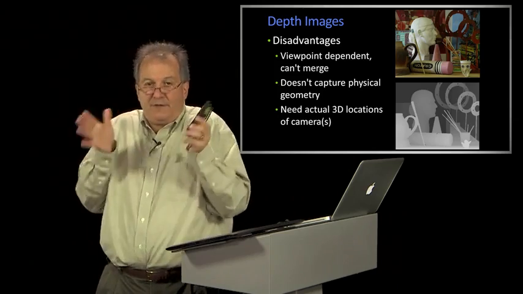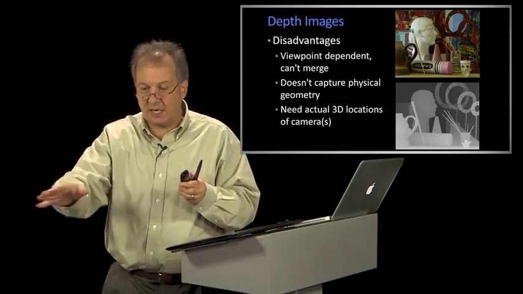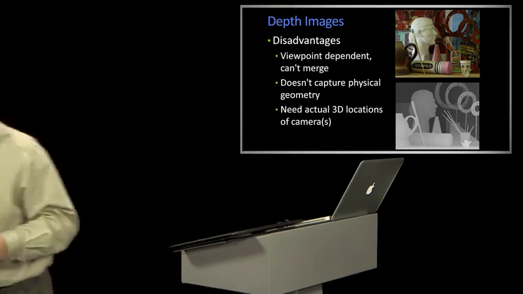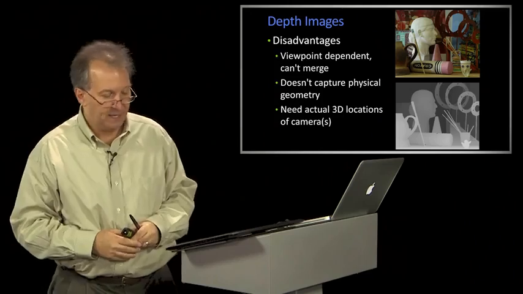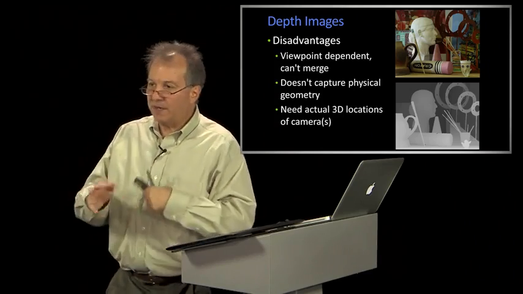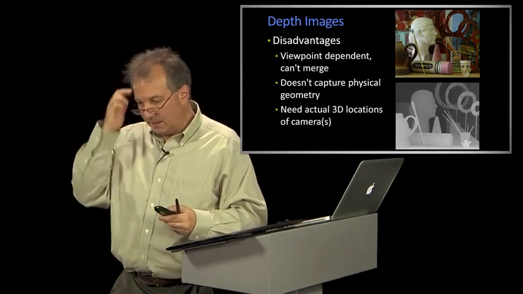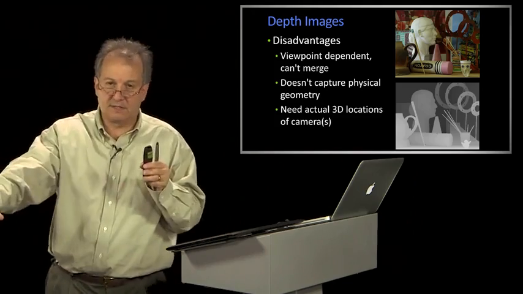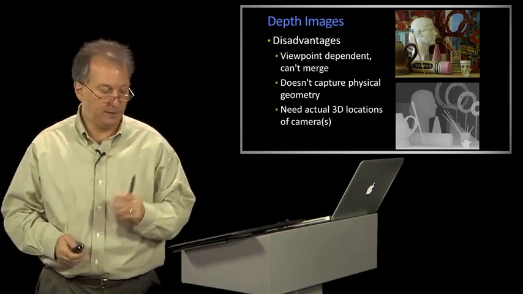One is that it's very viewpoint dependent, right? I've got this scene geometry, but my depth image is based upon where my camera is. So if I move over here, I've got a different depth image, and combining them is difficult because they're in the reference frame of my image. They're not in some natural reference frame that talks about the object. So it doesn't capture the geometry quite so much. And the other thing is, if I want to reason about the geometry, I kind of need to know where the camera is with respect to this in order to talk about where the geometry is.